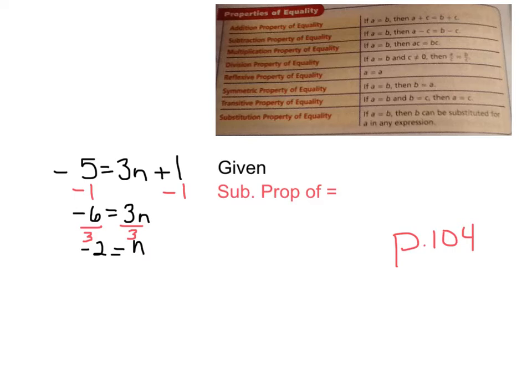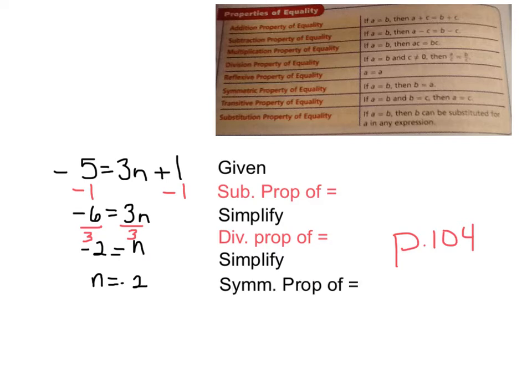So the next step, what do we do? Well, we simplified. The next step is dividing both sides by 3. So that's division property of equality. And once again, we simplify the problem. The last thing we should do is write it as n equals -2. That's something that most of you don't do, and there's no reason to. But when we're doing proofs, we would actually write n equals -2. We flipped it around. And that would be symmetric property of equality. So that's an example of an algebraic proof.